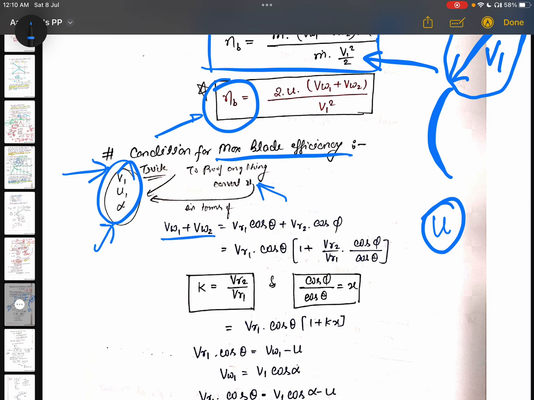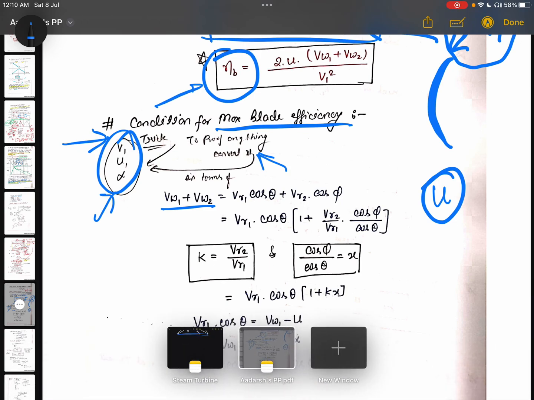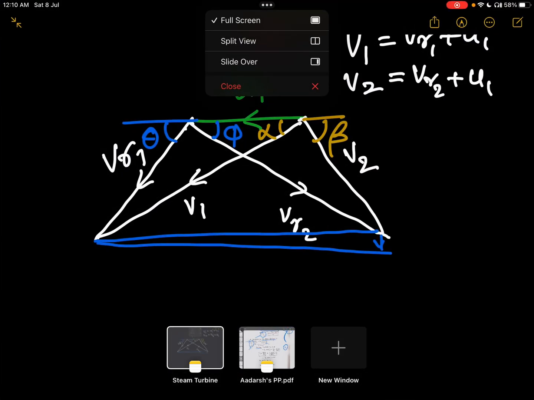First let us see Vw1 plus Vw2. We can convert it. For that we have to look at the blade velocity diagram.